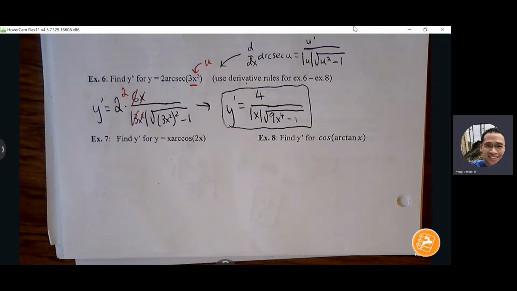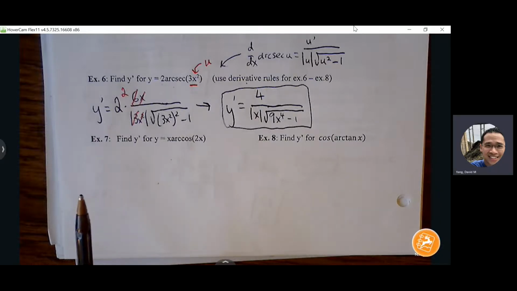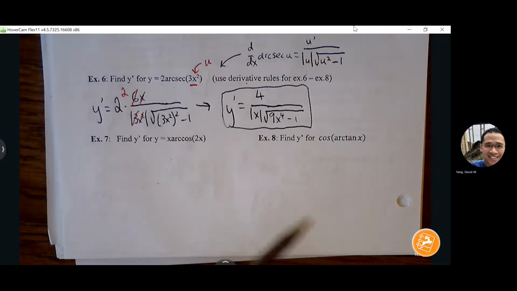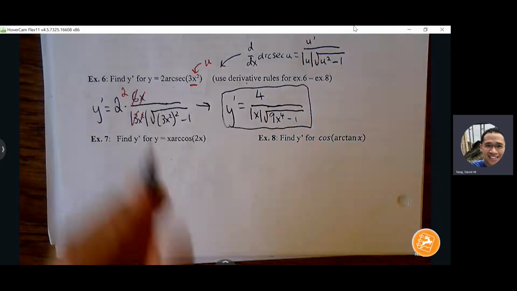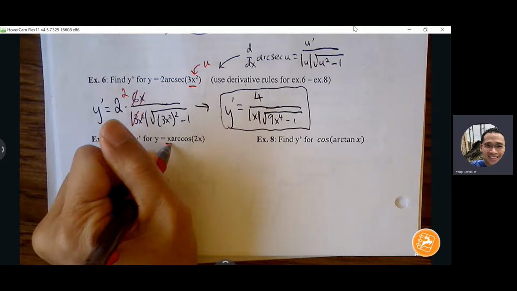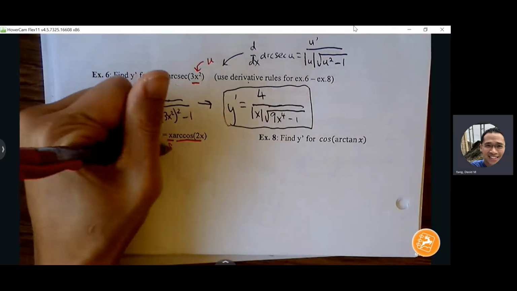Okay, questions with 6? Okay, take a look at 7. Anything stand out about number 7? Product rule, yeah. That x is separate from the arc cosine 2x. We got to go through product rule. Try that.